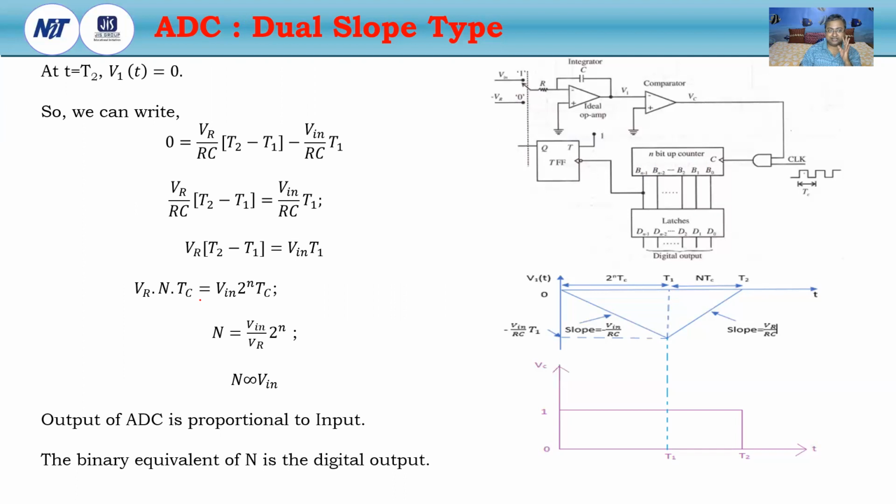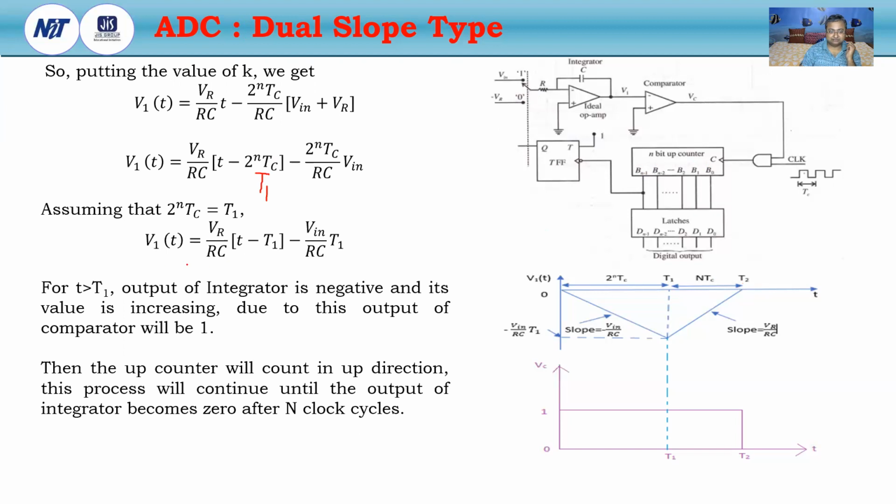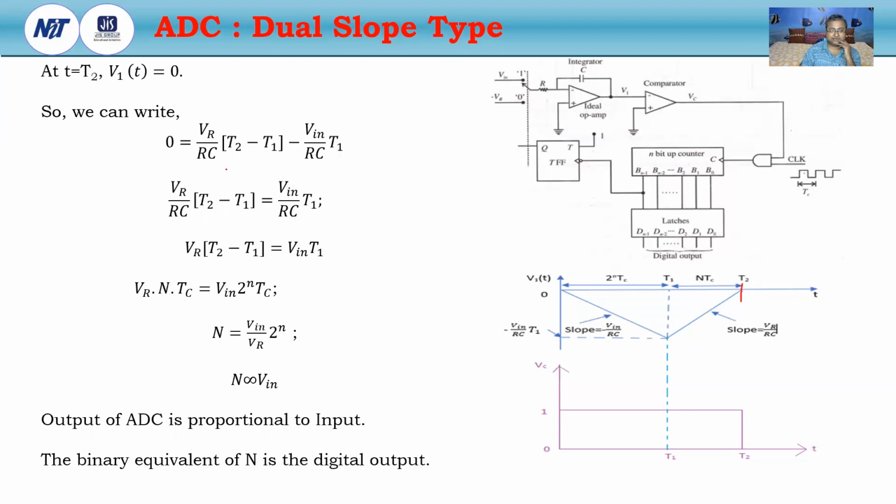So at the time of T2, V1(T) is equal to 0. So if we put 0 is equal to Vr by RC into T2 minus T1 from this equation, then we will get this. So now we will get this and put this: T2 minus T1 is equal to N into Tc.